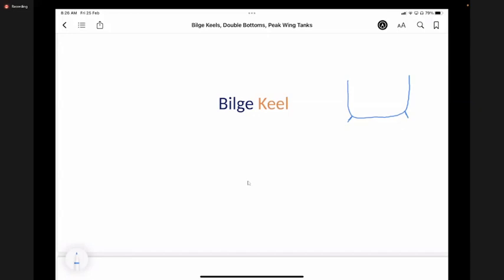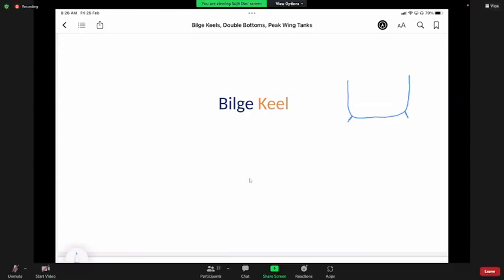Bilge keel is widely used because it is easier to fabricate and costs less. But there are other systems which are called active systems. A bilge keel is a simple plate, just welded onto the ship. But active systems have mechanisms in place, so they will have a control system inside the ship. They are effective, but they are expensive, and the maintenance work that needs to be done on them is more. Active systems can be in the form of fins also.